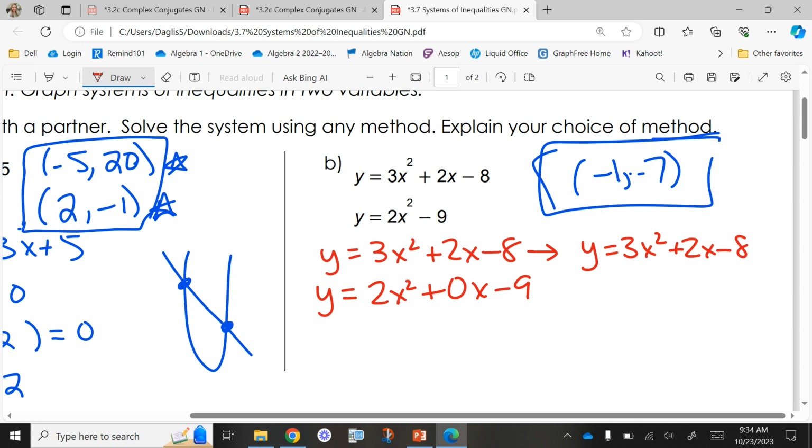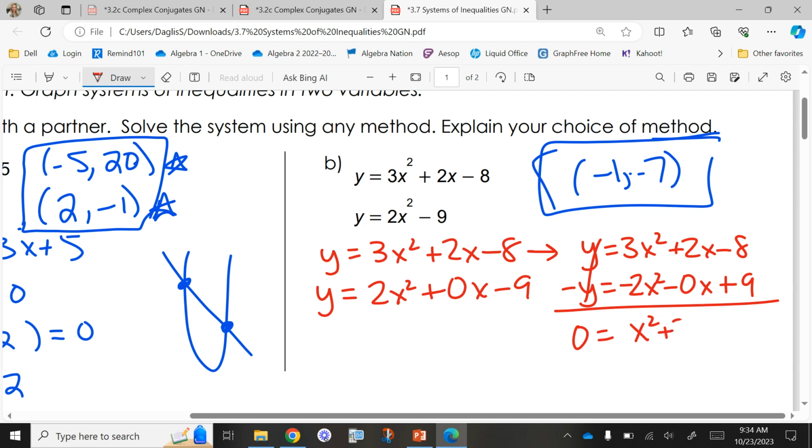I multiplied the entire second equation by a negative 1. So this gives me negative y, negative 2x, negative 0x, which doesn't matter, and then a positive 9 on the end. Y minus y eliminates, leaving me a 0 in its spot. 3 minus 2 is x squared. 2x minus 0 is a 2x. Negative 8 plus 9 gives me a positive 1.